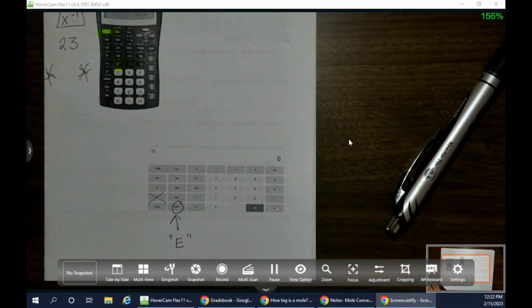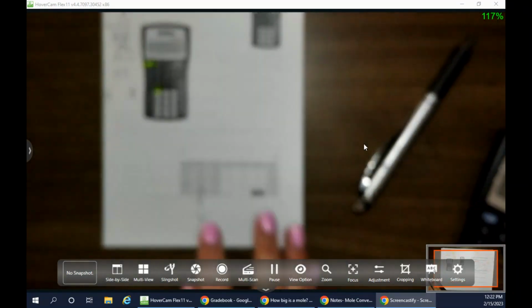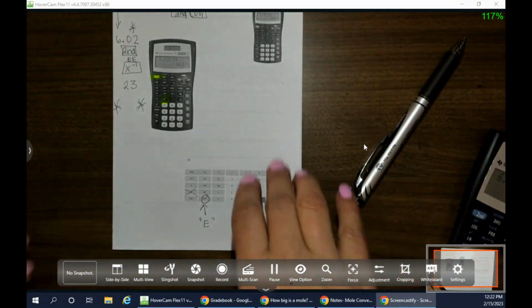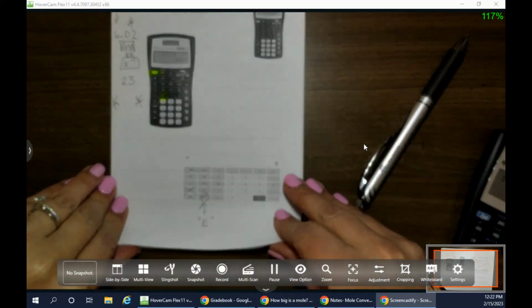So as soon as you're ready, you're going to go ahead and go to the next little portion so we can look at a couple of these conversions before tomorrow. Okay, so go ahead and go to the next part.